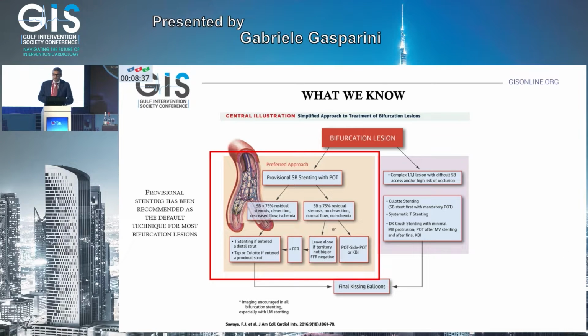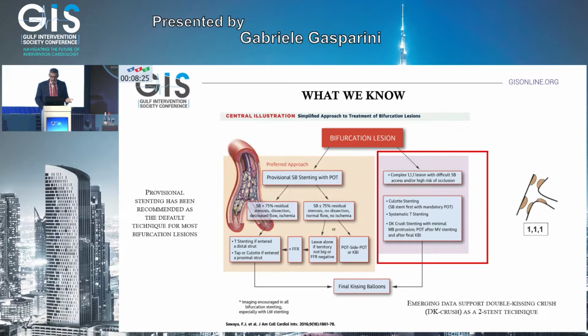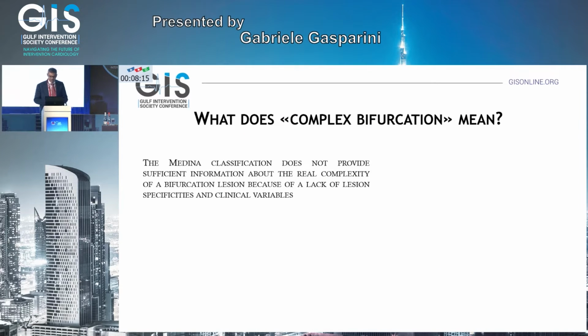According to the Medina classification, in case of simple lesions, provisional stenting has been recommended as the default strategy for most bifurcation lesions. But in complex lesions, such as true bifurcation lesions, emerging data support the DK crush as the default two-stent strategy. The problem is that the Medina classification does not provide sufficient information about the real complexity of the anatomy of the bifurcation. It's just a question of dichotomy, 1 or 0.